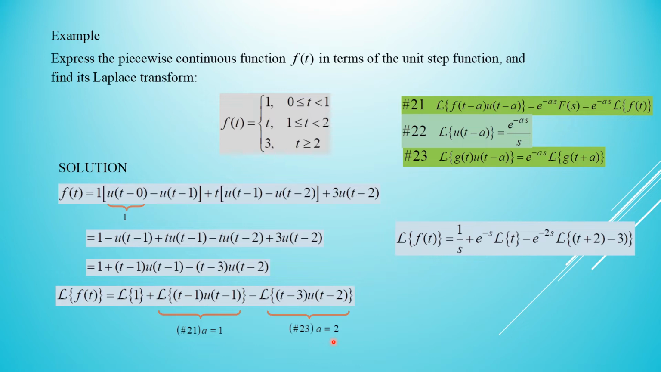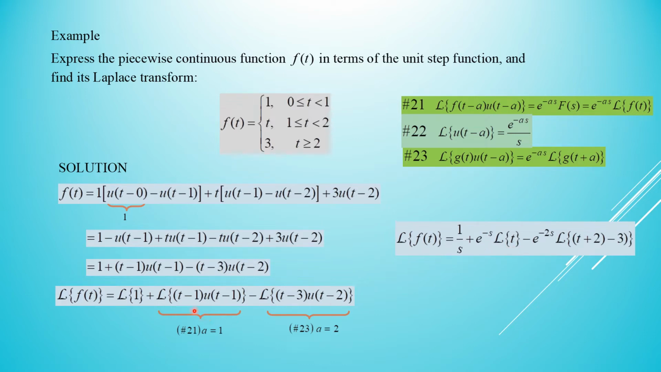Right, now Laplace transform of 1 is 1 over s. Plus, now for the second part here, we're going to use formula number 21, which is e to the minus as. Now a is equal to 1, so we have e to the minus 1s, Laplace transform of f of t. Now if Laplace transform of f of t minus a is t minus 1, therefore Laplace transform of f of t must be just t. Okay, so e to the negative s, Laplace transform of t.